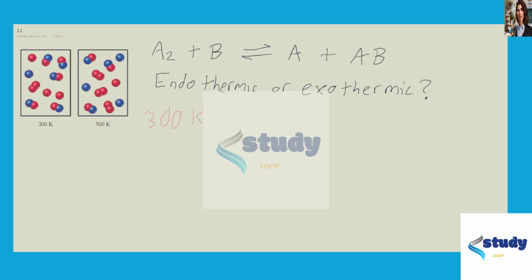At 300 Kelvin, for A2, those are the two red dots, and we have one of them. For B, we also have one, that's the blue dot. There is also 3 molecules of A and 5 molecules of AB.